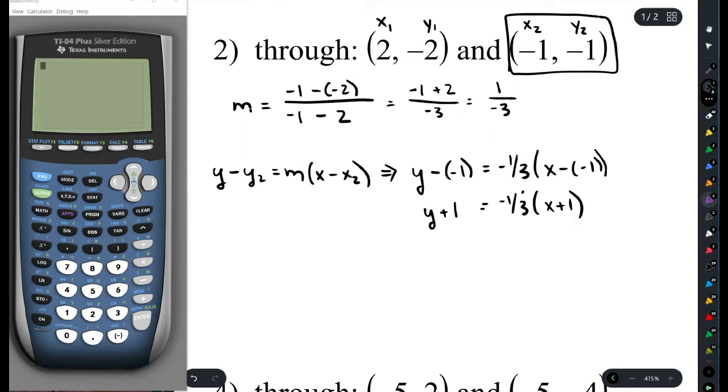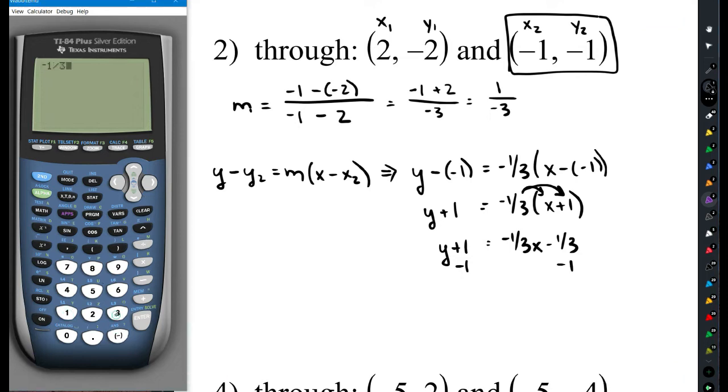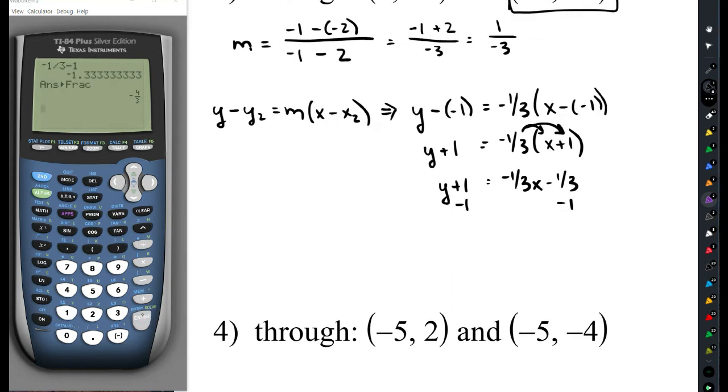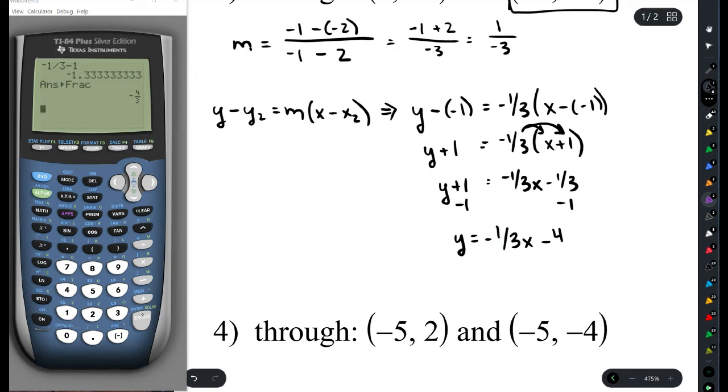We have some distributing to do, and then just subtracting 1. Calculators are your best friend with fractions. Negative 1/3 minus 1. Please use Math Enter to make it another fraction. Most teachers, myself included, don't want to see a mix of fractions and decimals. Just kind of improper. So we have negative 4/3. Whoops, not our slope. Negative 1/3 as our slope and negative 4/3 as our y-intercept.